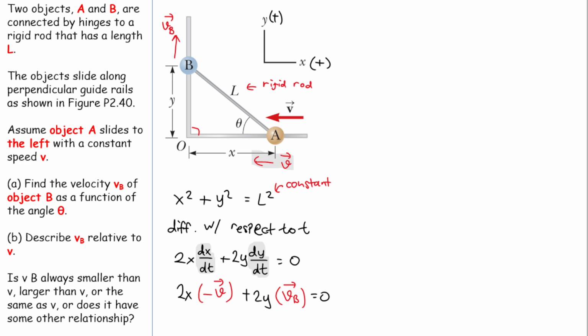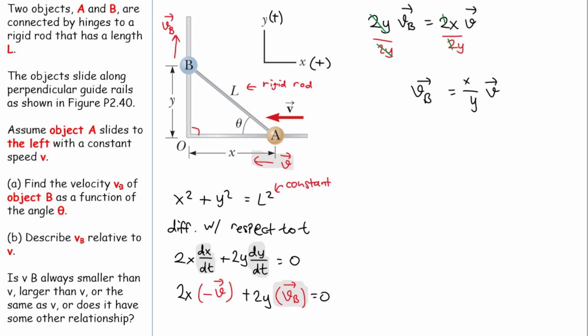And now we need to find Vb, right? So I will need to isolate this Vb. Let's move this to the right hand side. So I will have 2y multiplied by Vb here, and that will equal 2x multiplied by v. Good. We can divide both sides by 2y. So this will cancel out, and this also cancels out. On the right hand side, the 2 will cancel out. So I will have Vb is equal to x divided by y, multiplied by v. Good. And now let's answer question A.